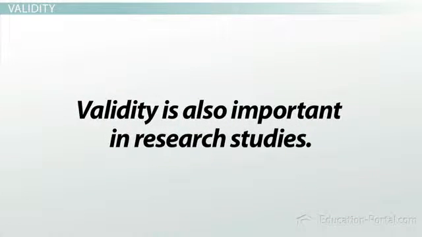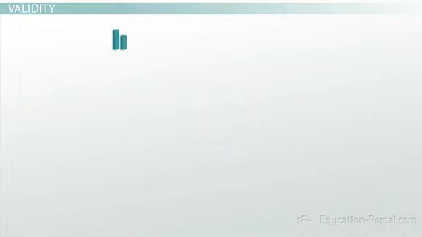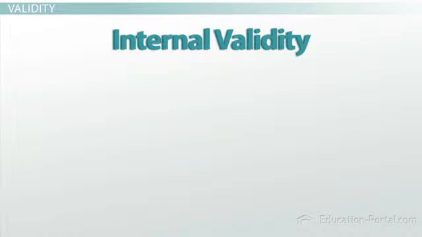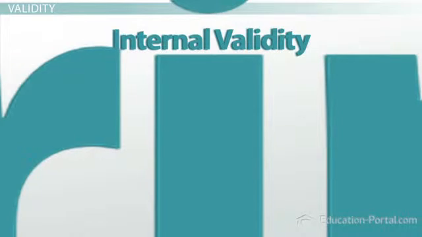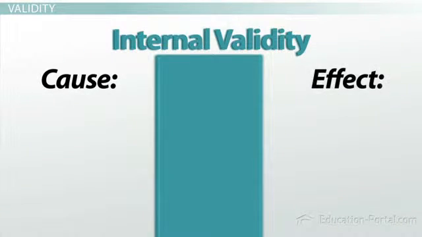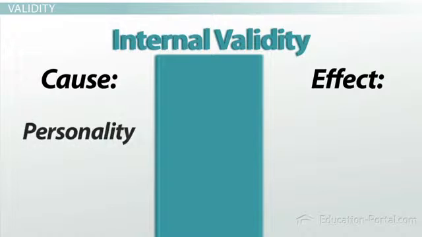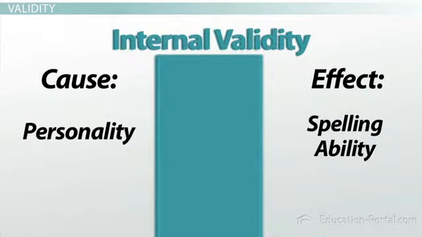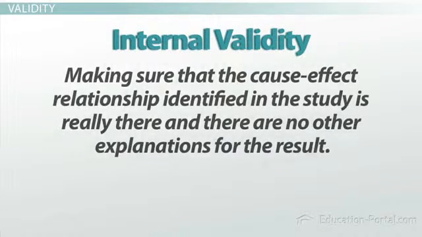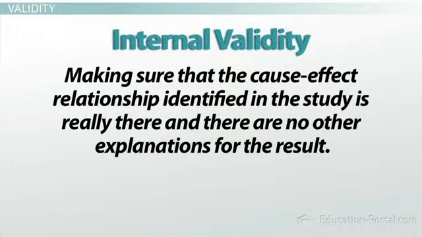Besides reliability, validity is also important in research studies. Just like with reliability, there are different kinds of validity within a research study. The first type of validity is called internal validity. Within an experiment, you are usually making conclusions about some kind of cause and effect relationship, such as concluding that personality affects spelling ability. So internal validity is defined as making sure that the cause-effect relationship identified in the study is really there, and there are no other explanations for the results.